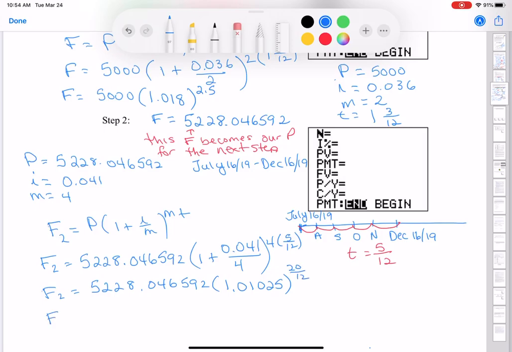All right, so now we're ready to find our final answer, and our final answer gets rounded to 2 decimal places. And so the future value after those 2 interest rate changes is $5,317.66.